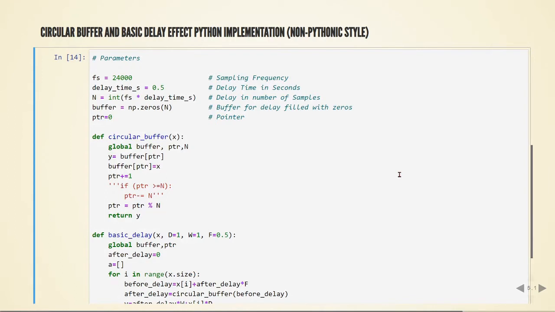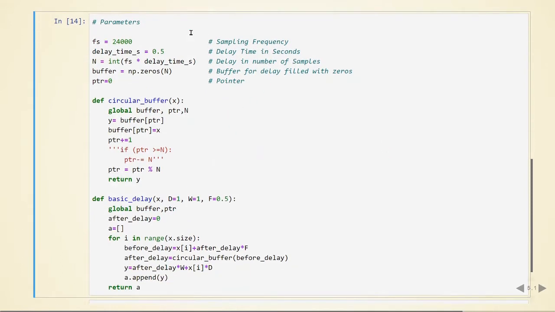So here we are going to implement a basic delay effect in Python using the circular buffer, but this is a very non-Pythonic style. There are many ways we can implement this in Python, much more efficient than what I'm doing here. But I'm using this kind of implementation because I want it to be closer to the way I'm going to implement in C to program our DSP. Here we are defining some parameters, the sampling frequency, the delay time in seconds, then I'm converting the delay time in seconds to the delay in number of samples. Here we are creating a buffer with the length of the number of samples we want to delay, and here is an index, so it's something similar to a pointer.